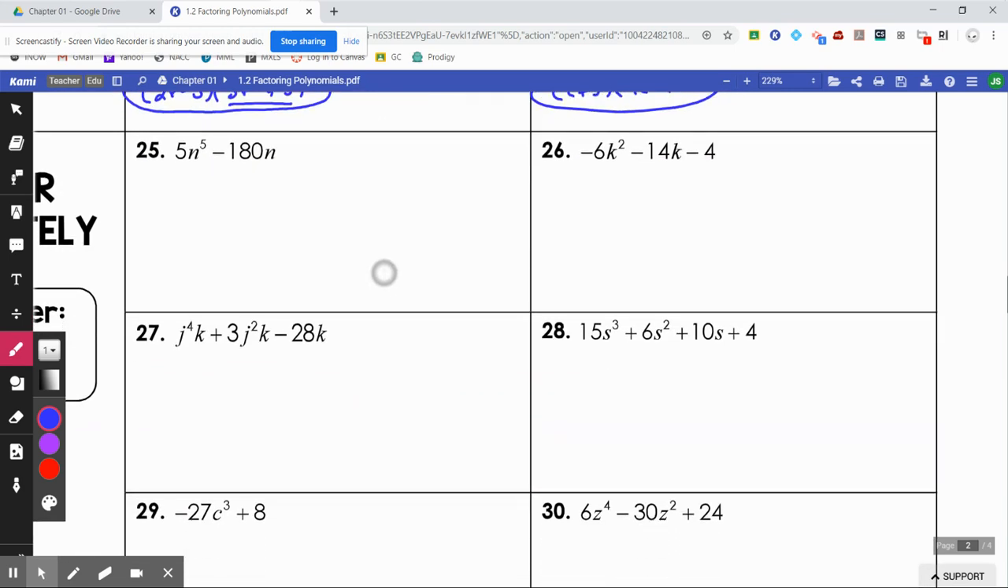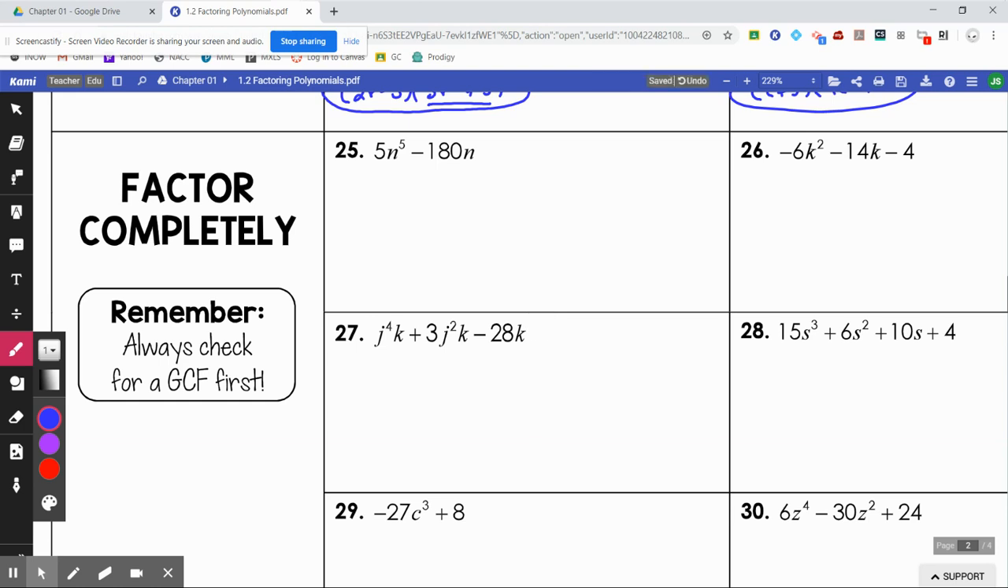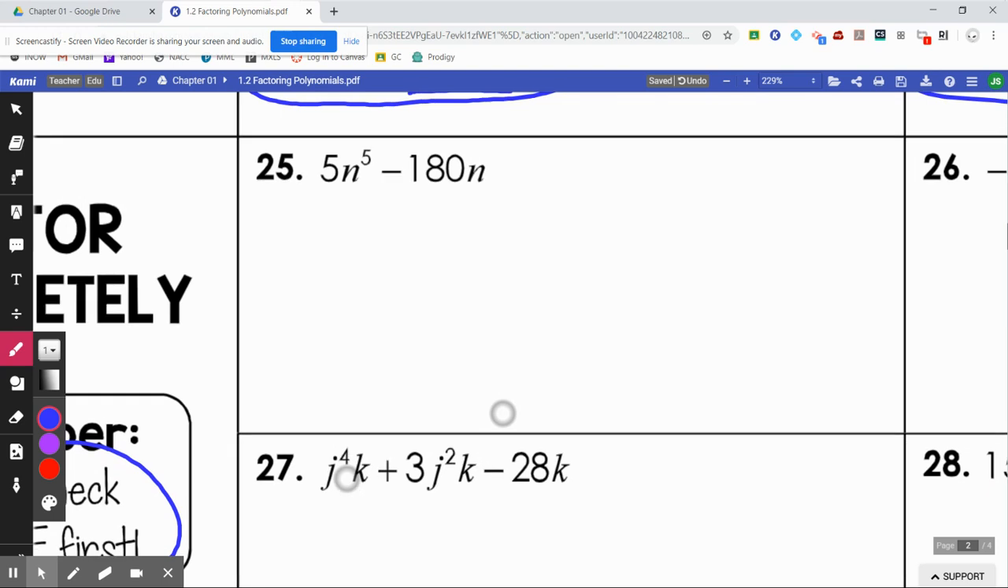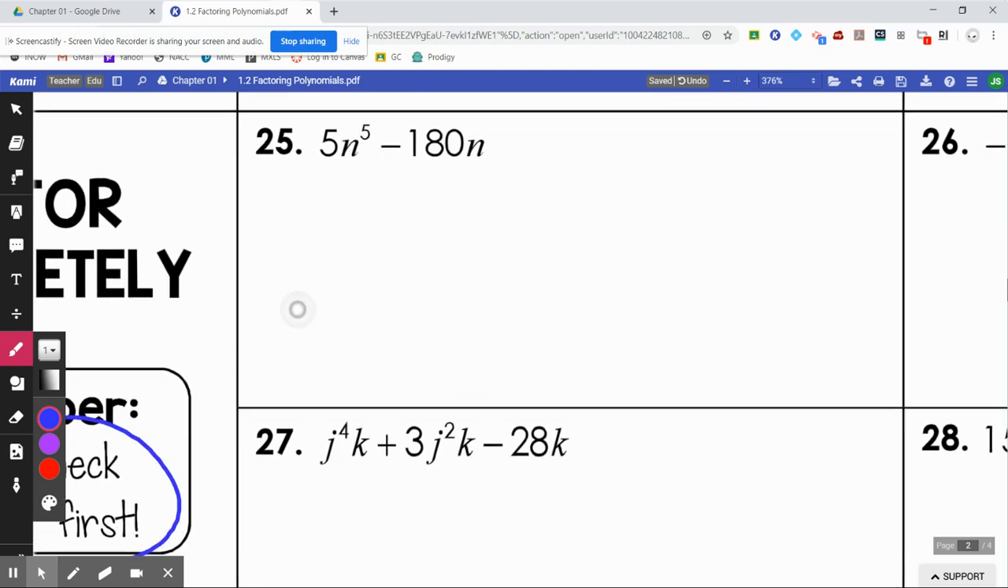Number 25. We are now factoring completely. So we're going to combine every one of these methods and say, okay, factor it any way you can. Always look for a GCF first. So let's look at 25 and see, do I have a GCF? Yes, I do. 5 and 180 have a 5 in common. They both have n's. Take the smallest power. 5n times n to the fourth gives you the first term. Negative 36 gives you the second term.